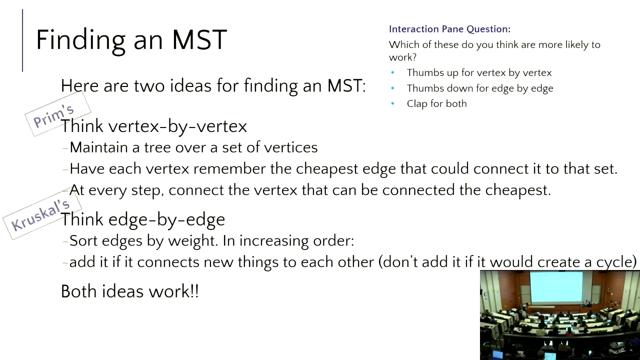But they both work. They are both different algorithms that have delightful dead white man names on them. The top one, vertex by vertex, is something we call Prim's algorithm. The edge by edge is what we call Kruskal's algorithm. You are going to end up implementing Kruskal's algorithm. I'm going to talk through both of them.